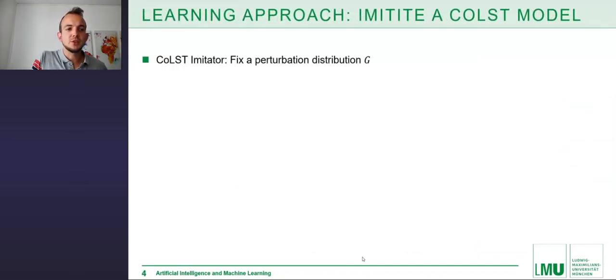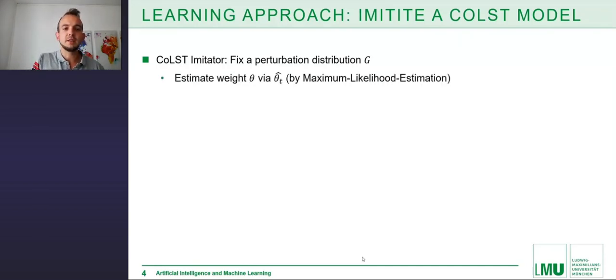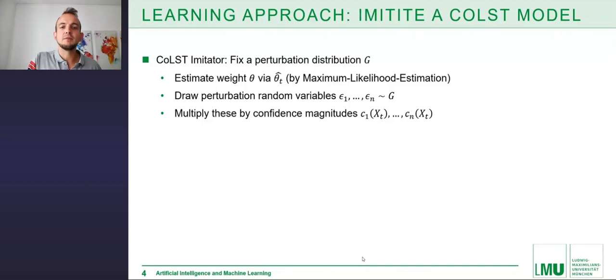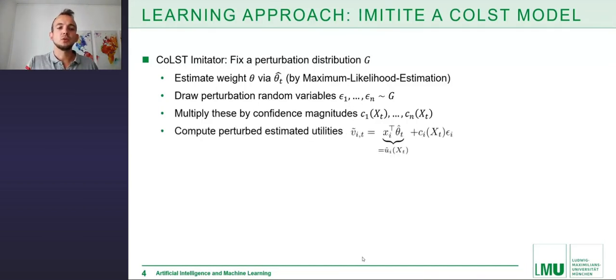And for this setting, we suggested the CoLSTIM algorithm, which has as an input parameter a perturbation distribution G, ideally the one we have for the underlying CoLST model. And then it proceeds by estimating the weight parameter via maximum likelihood estimation. Then we draw n many perturbation random variables for the arms. We multiply these random variables with the confidence lengths we have in the estimation of theta, and then we put them together to obtain perturbed estimated utilities. So we add to the estimated utilities these perturbation random variables weighted by the confidence lengths.